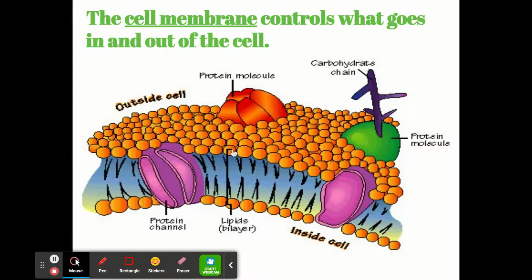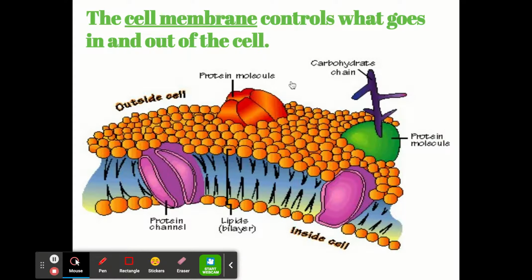Okay, and then within those fats, there are some protein molecules that create these little tunnels or openings that allow substances to pass into and out of the cell. Pretty cool, right? So this is the main structure of the cell membrane, and that structure allows the function of the cell membrane to happen. So the function of the cell membrane is to control what goes in and out of the cell.